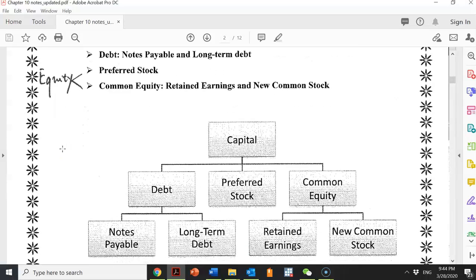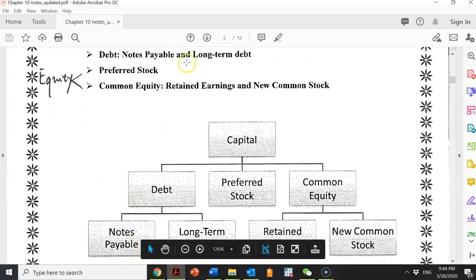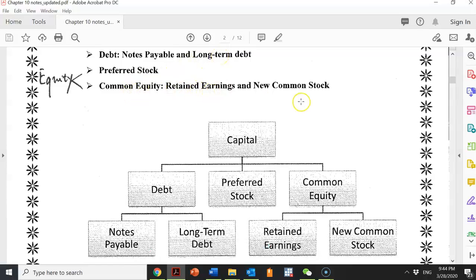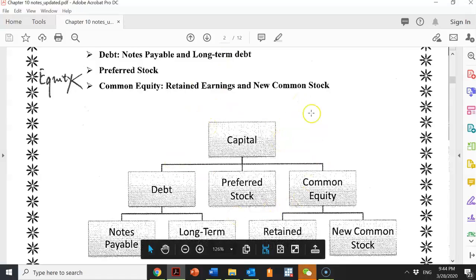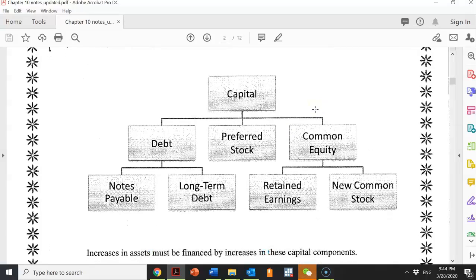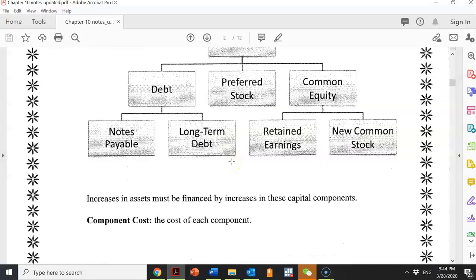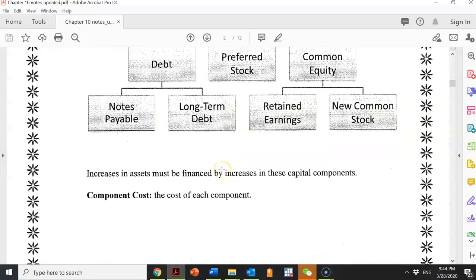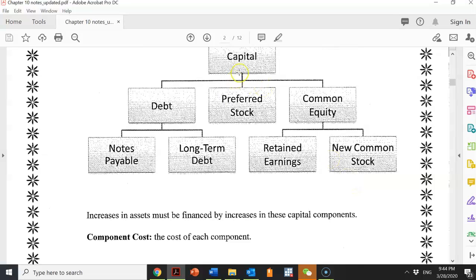For debt, we have short-term notes payable. We also have long-term debts. For common equity, we have retained earnings and new common stock. This graph here shows us the structure of the three component costs for capital and the subgroups. Increases in assets must be financed by increases in these capital components. So these are the ways of raising capital.